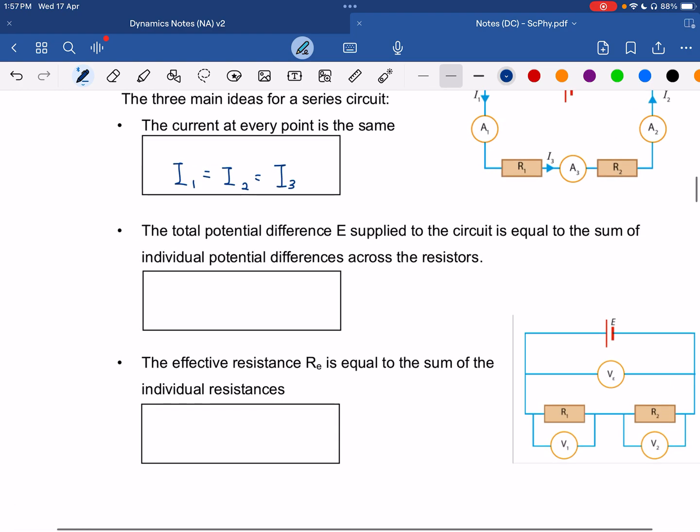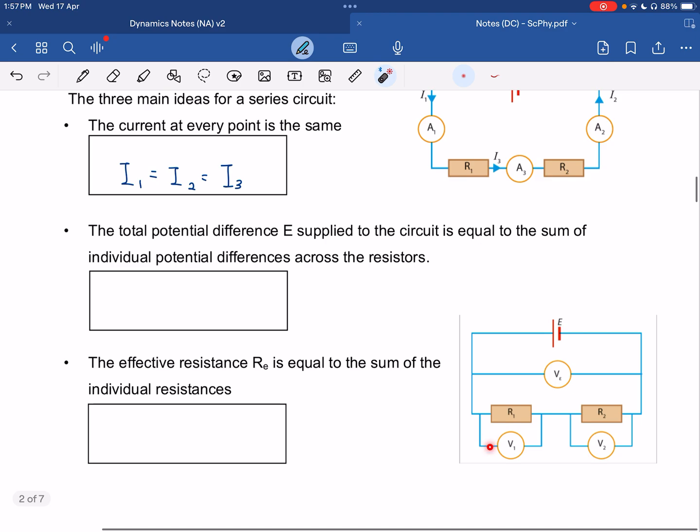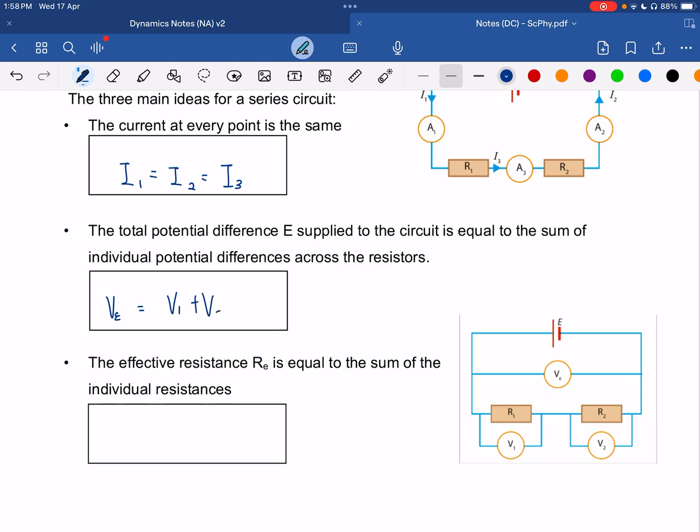Second of all, how will the potential difference change? Okay, based on what we saw just now, the potential difference across one of the components and the potential difference across the second component, the sum of these potential differences will give me the potential difference of the EMF. So let's say for example the EMF, denoted with a V and a subscript E, equals V1 plus V2.